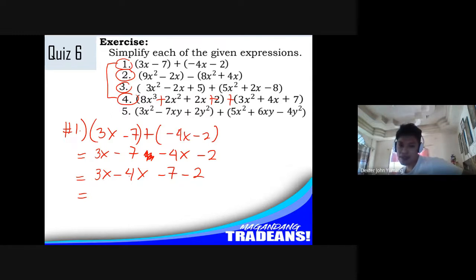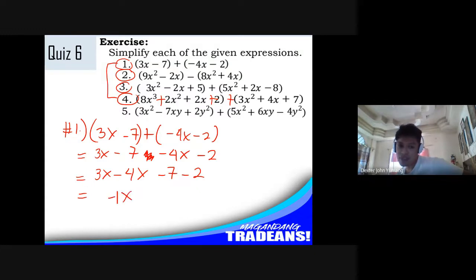So, 3x minus 4x. Paano po ito i-subtract? Si t, binawasan mo ng 4. 1 na lang yung sagot. Pero sino mas malaki? Si 3 ba or si 4? Of course, si 4 yung malaki. Now, ano ang sign ni 4? Negative, kaya negative siya dyan.